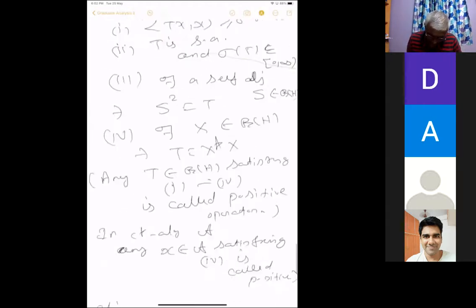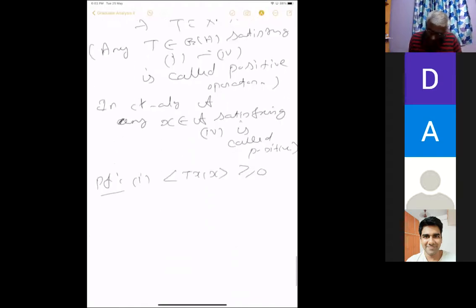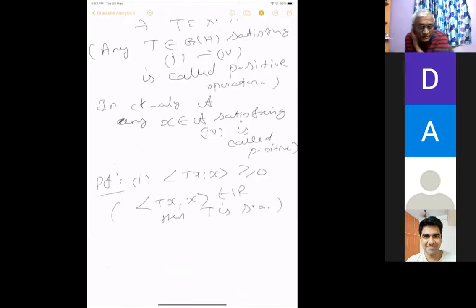The first condition says that ⟨Tx, x⟩ is greater than 0. So we have already proved, I think two classes before, that if ⟨Tx, x⟩ is in R, then T is self-adjoint. We have proved it. So T is self-adjoint.